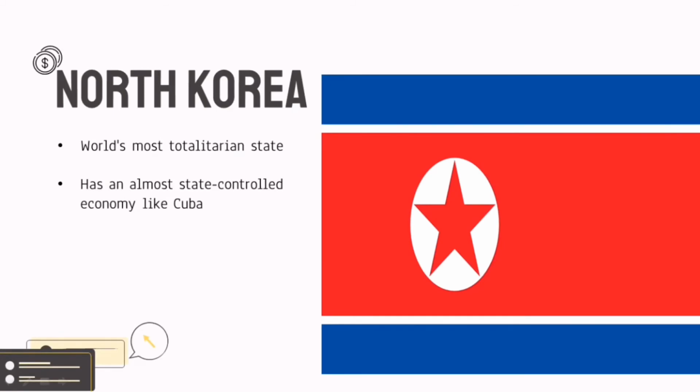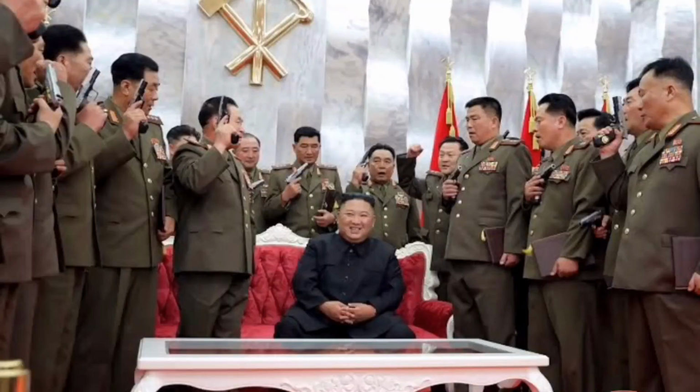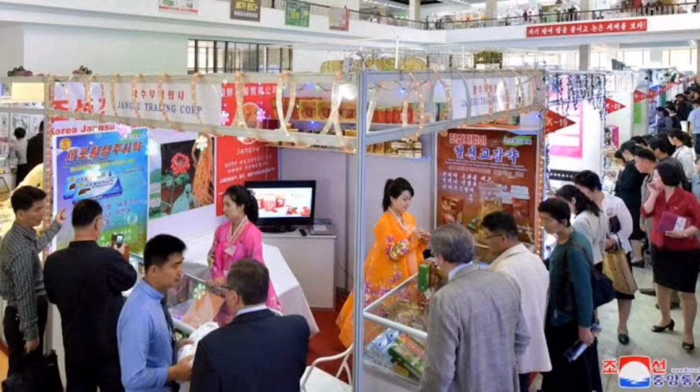Next, we have North Korea. This is considered the world's most totalitarian state and is another prominent example of a market socialist economy. North Korea has a state-controlled economy with similar social programs to those of Cuba. Also, private firms and businesses are on the rise in North Korea.